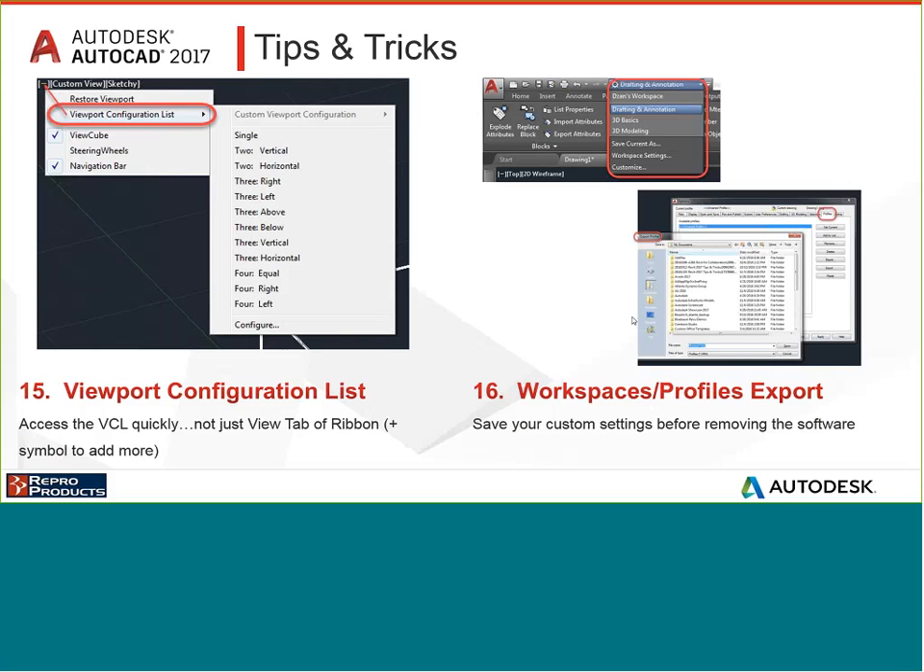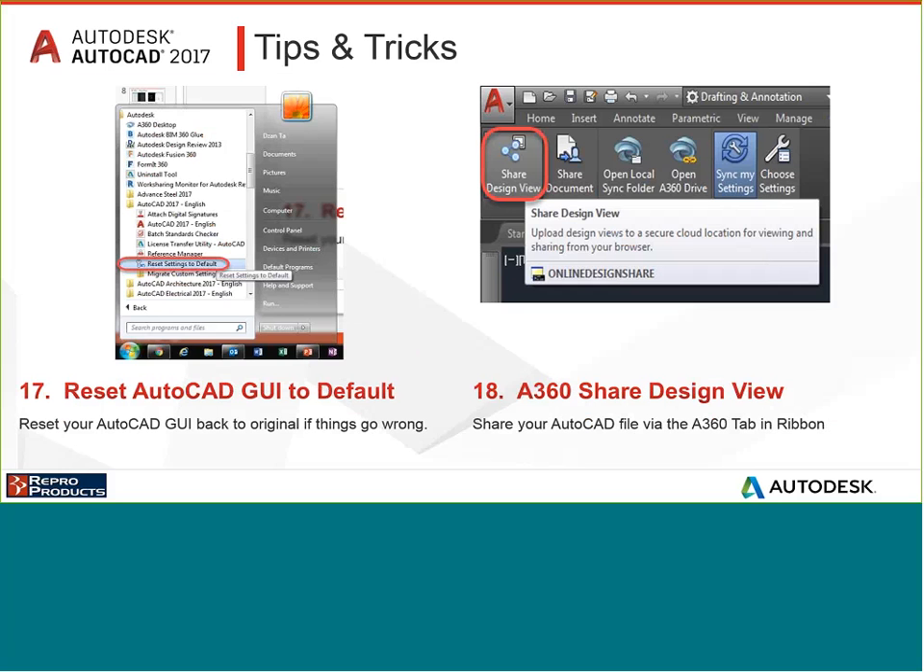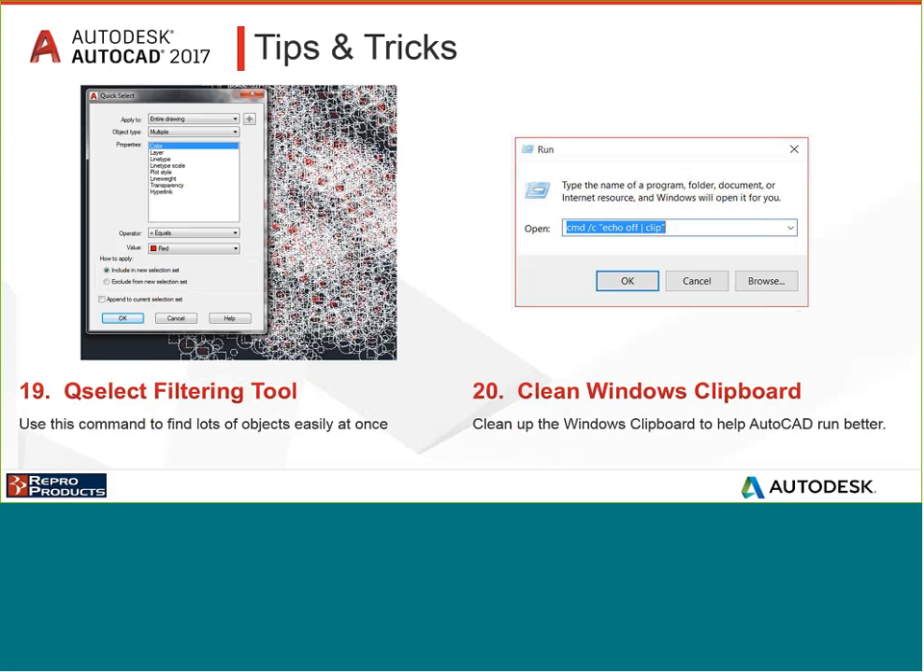And then there's another little tidbit on how to work with viewports within model space quickly and easily. We'll look at the differences between workspaces and profiles and how to export that data. If you ever have your AutoCAD acting funky graphical user interface-wise, we can always reset it. We'll get into the A360 Shared Design View capability, which is kind of nice. And then we'll cover the Q-Select Filtering command, which is an old command, but not a lot of people remember or use it much. Also, you can actually clear the Windows clipboard to help free up some memory and help AutoCAD run a little bit easier.